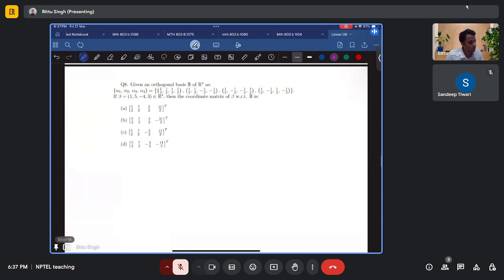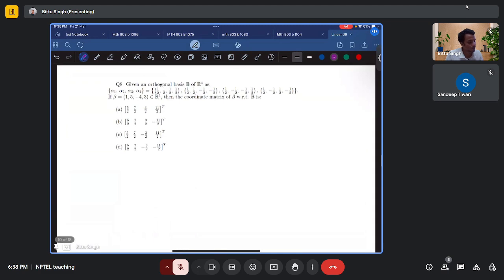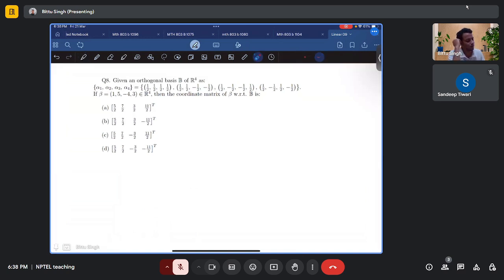So let us see question number 8. Here alpha 1 and the others are 4 vectors, and beta is also given. We need to find the coordinates of beta with respect to alpha. This process is difficult, right? There are lots of calculations to find those kinds of things. We need to solve this kind of equation.